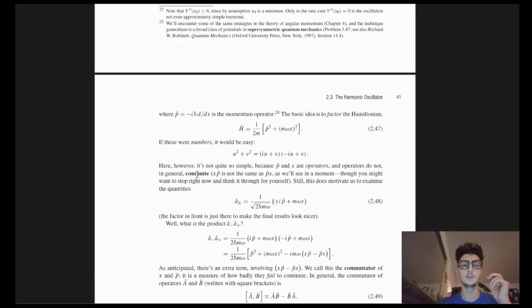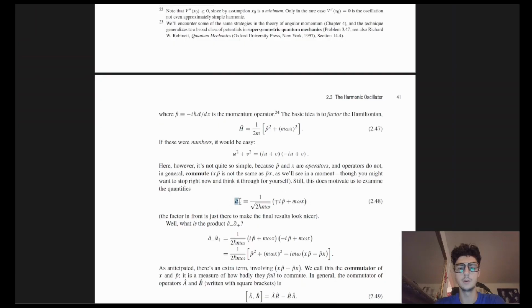Commutation problem. This is something you take for granted in standard algebra that you learn your whole life. But now we have non-commutativity, which is throwing a wrench in the business. As we'll see in a moment, though you might want to stop right now and think it through for yourself: why doesn't commutativity work with these operators? Still, this does motivate us to examine the quantities.